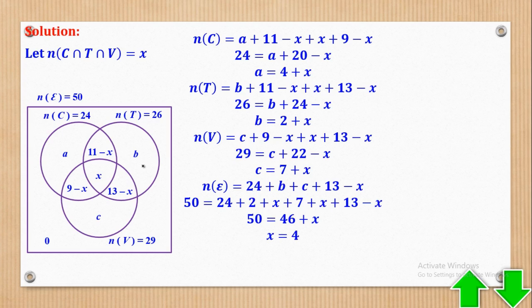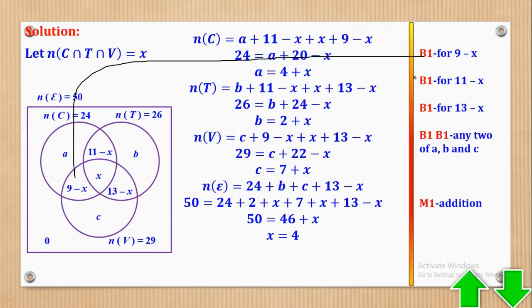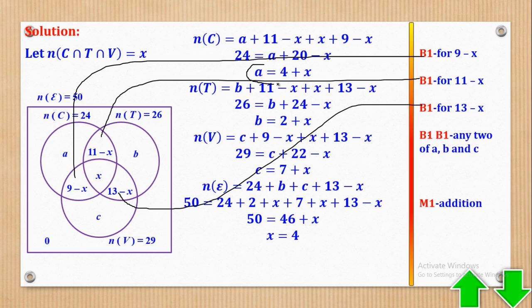So now let's see how much can be awarded for this slide. B1 for this value, B1 for this value, B1 for this value. Then B1 for any of the three, so any two. So there is this A, there is this B, and there is this C. So in this case I used B and A, so it will be that and that. Then M1 for addition.